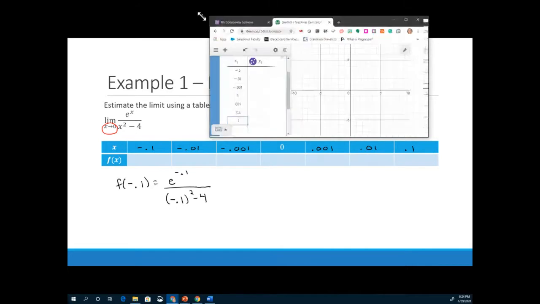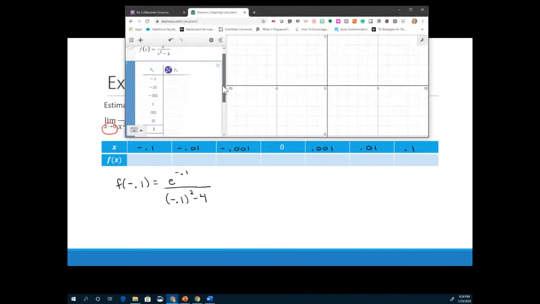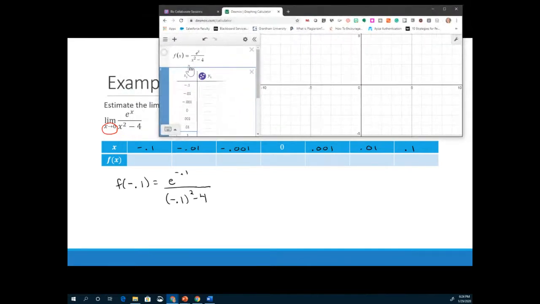Now here's where the fun trick comes in. I have put in f of x for the equation that we had, e to the x over x squared minus 4. This second part where it says y sub 1, delete that, type in f x, and then you put the underscore 1 to tell it to use your table values. And then it fills in all the numbers for you. So instead of putting this in your calculator and having to calculate all this stuff by hand, you can make this table and it will do it all at once for you, and all you have to do is copy it down.